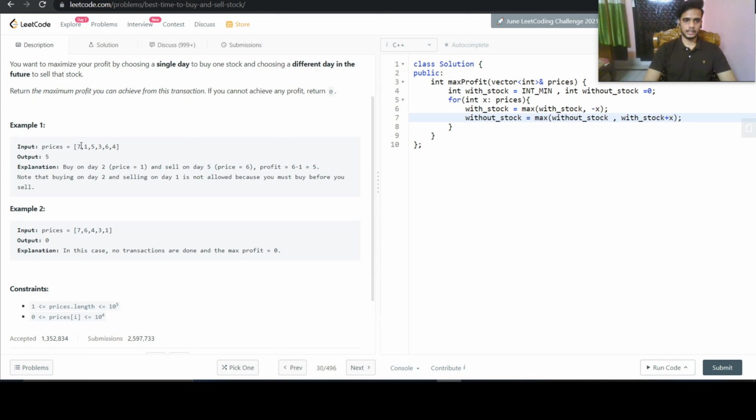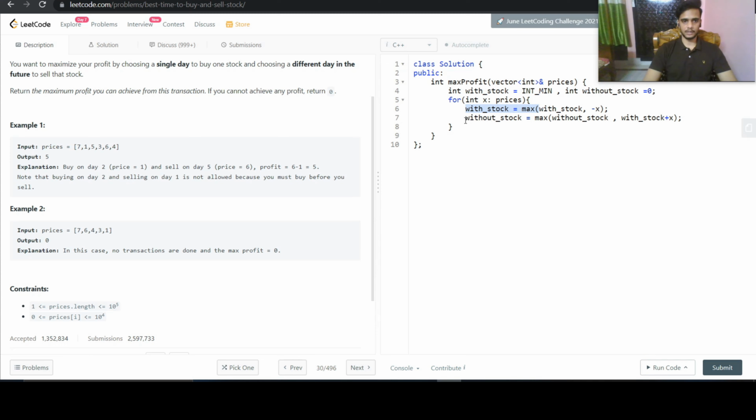So let us suppose for the first day we buy our stock, so it becomes minus 7, and withoutStock will remain 0. For the next day we will see the withStock value becomes minus 1, and withoutStock will remain as 0. Then for the next day we have price 5. So withStock will compare max of minus 1 and minus 5. So minus 1 is the better option. So withStock will remain as minus 1.